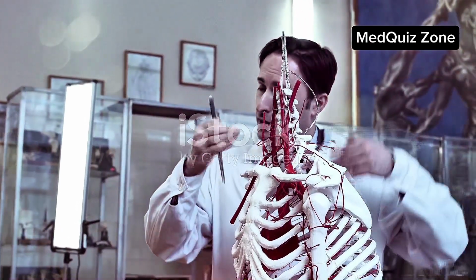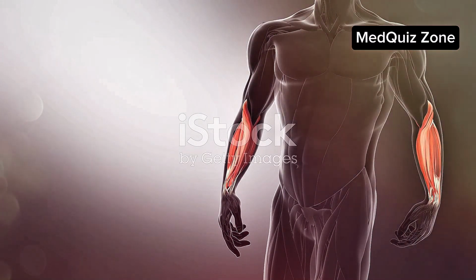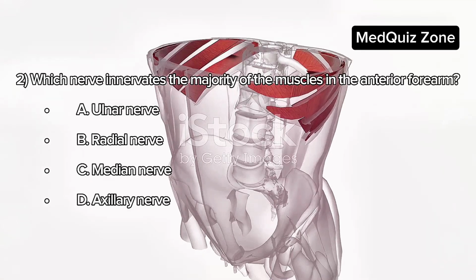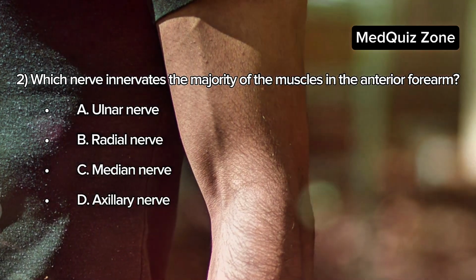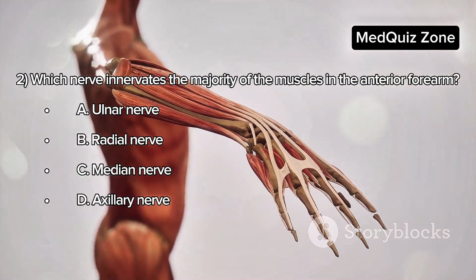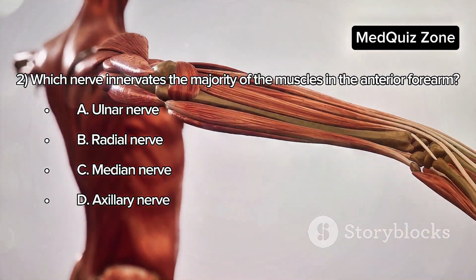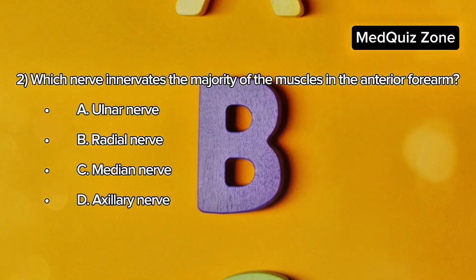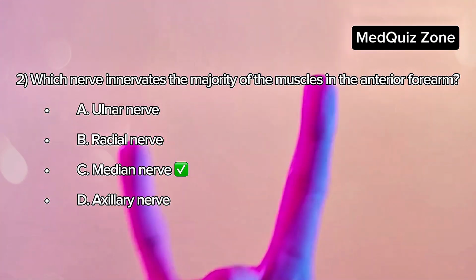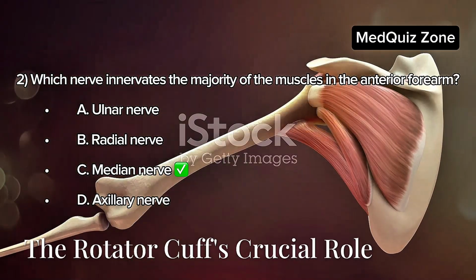Now for question 2, we're shifting our focus to the nerves of the forearm. Which nerve innervates the majority of the muscles in the anterior compartment of the forearm? Your options are A, the ulnar nerve, B, the radial nerve, C, the median nerve, or D, the musculocutaneous nerve. If you chose C, the median nerve, you are absolutely correct. Well done if you got that.